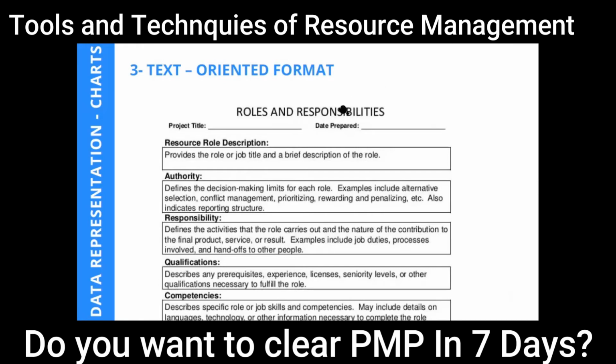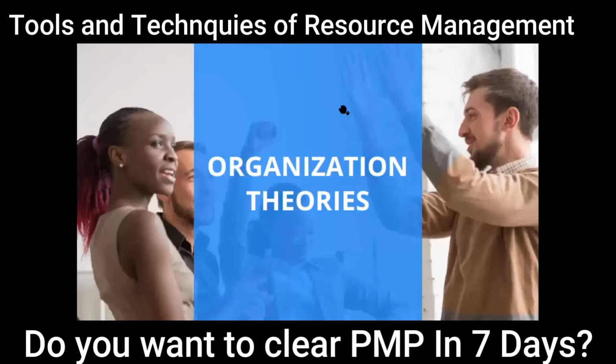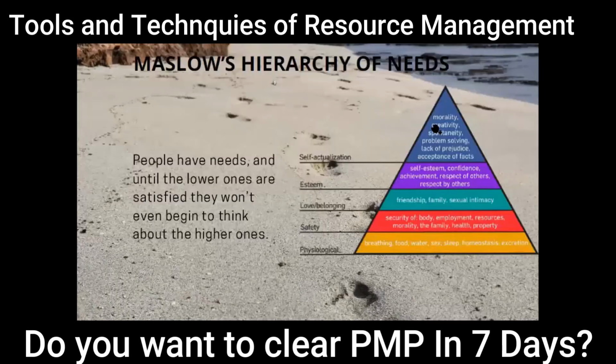Now let's move to the other specific tool: organization theories. There are so many theories in the organization. You have to understand them in order to manage the team, manage the resources along the way. One of the most important theories, Maslow hierarchy of need. Abraham Maslow gave that theory, and he says that unless your lower needs are satisfied, we will not even think about the higher needs.